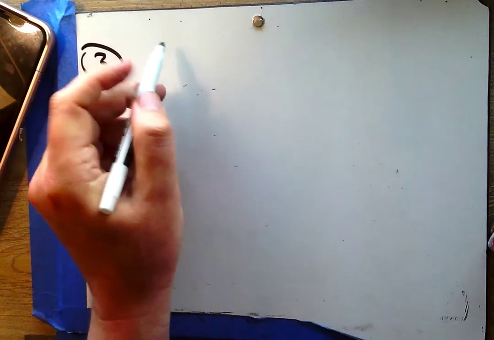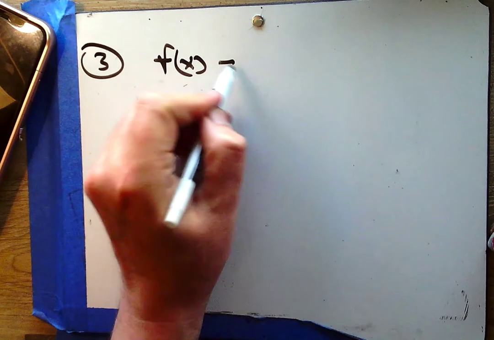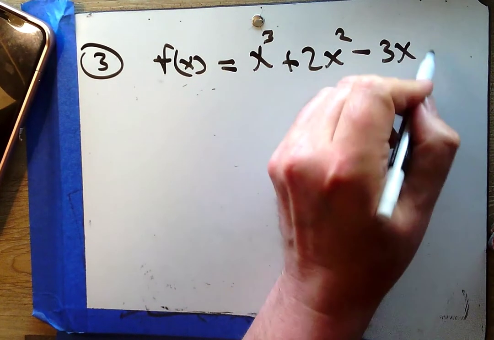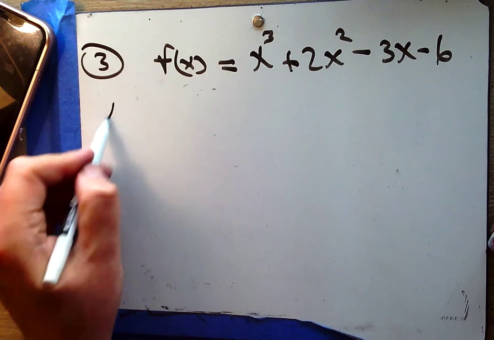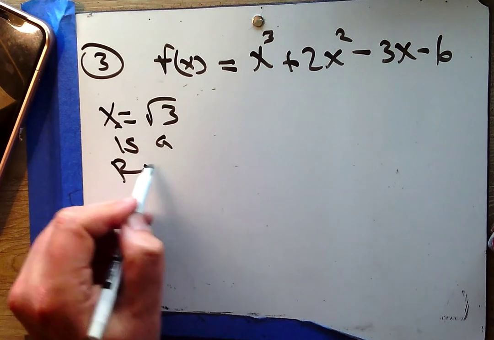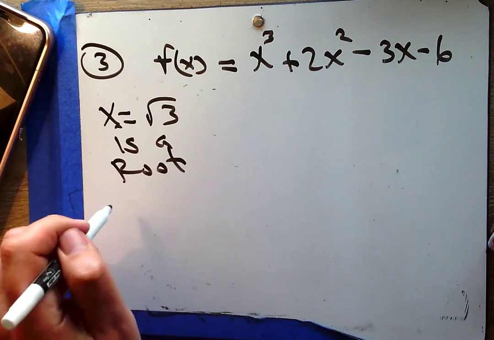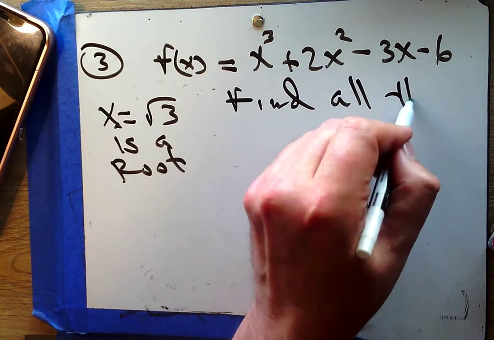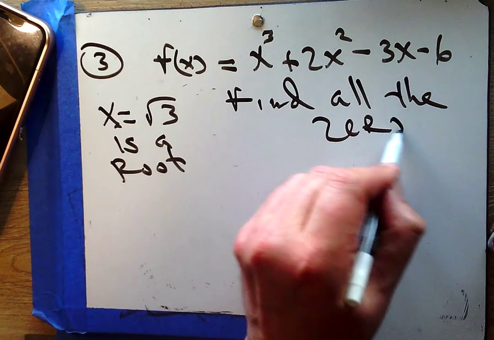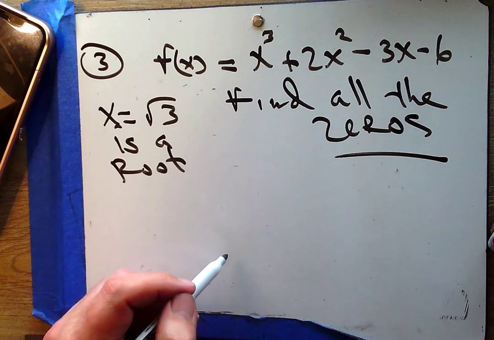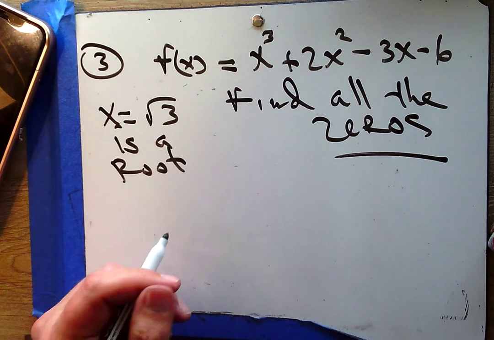Here's our third problem. F of x equals x to the third plus 2x squared minus 3x minus 6. X equals root 3 is a root. Find all the zeros for this third degree polynomial. Come back when you're done.